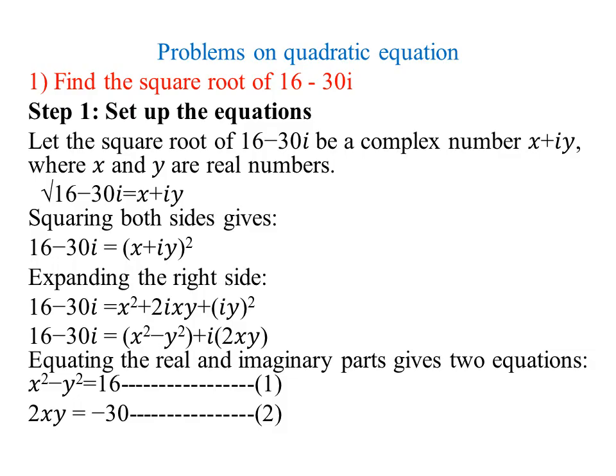Expanding on the right side, we get 16 minus 30i is equal to x square plus 2ixy plus i square y square. On simplifying, we get 16 minus 30i is equal to x square minus y square plus i 2xy. Equating the real and imaginary parts of the equation, we get x square minus y square is equal to 16 and 2xy is equal to minus 30.